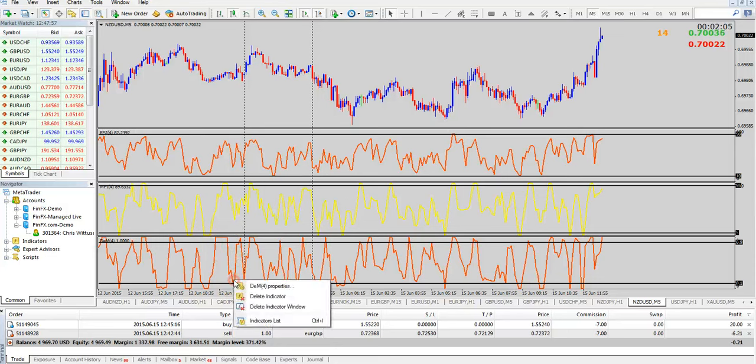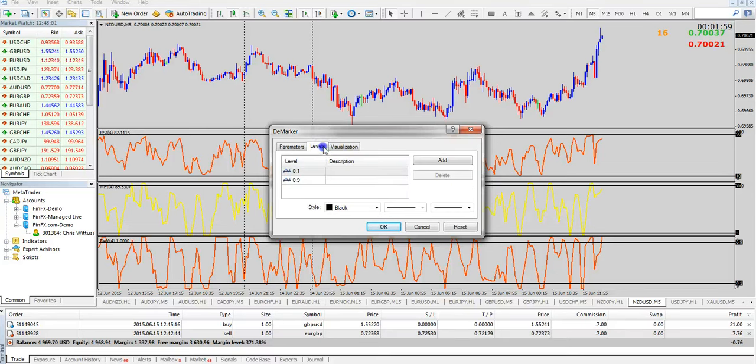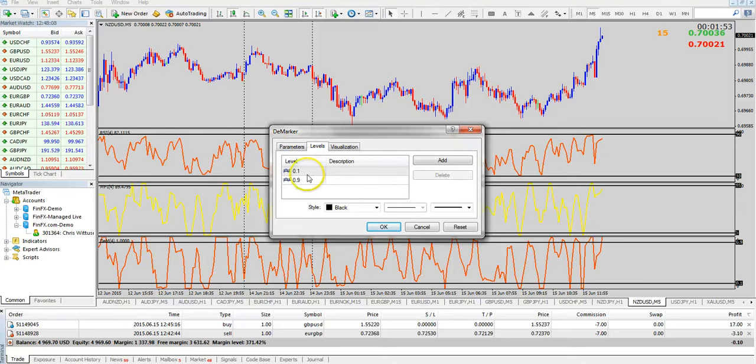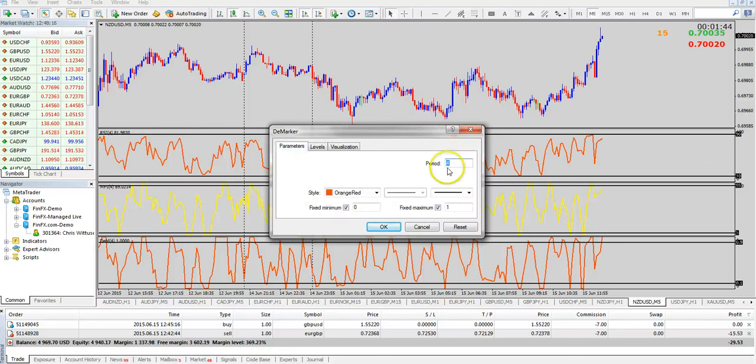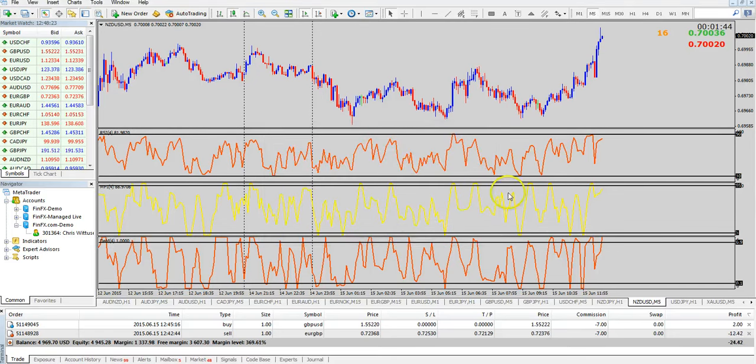Let me see. That's period 4 as well, levels 0.1 and 0.9. We want bottom out signs. Again, DeMarker, period 4, levels 0.1 and 0.9. Those are the ones for this scalping.